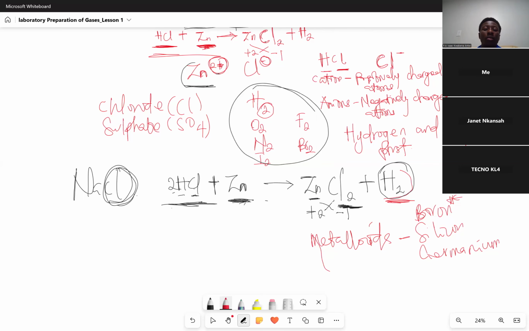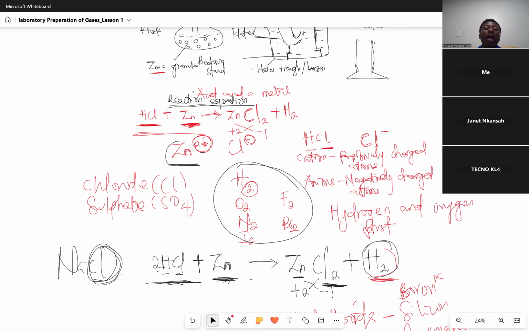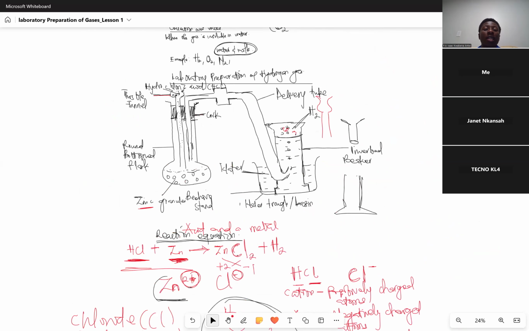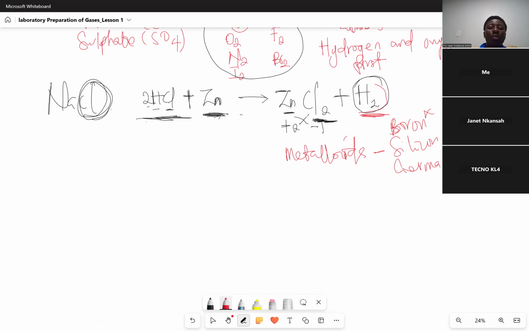Yes. Okay, so this is the reaction equation for the setup, because in the setup you saw zinc and HCl, right? In other questions at the top, when I talk about the thistle funnel, I believe you know what I'm talking about.